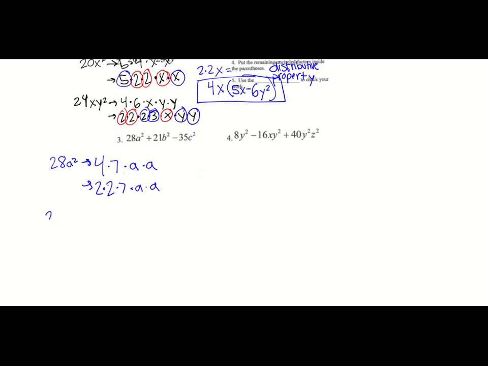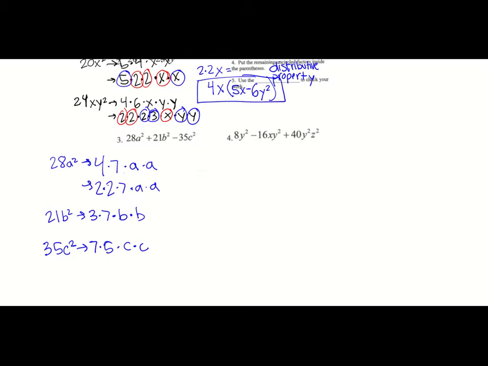Okay, my next term, 21b squared, I'm going to break that one up into 3 times 7 times b times b. And my last term, 35c squared, I can break that up into 7 times 5 times c times c.